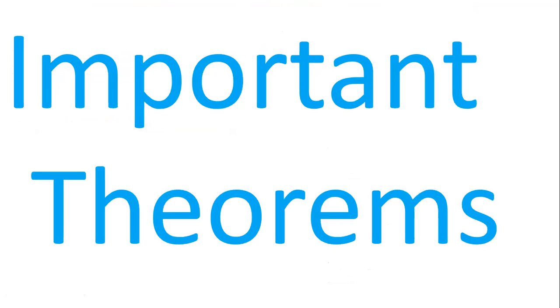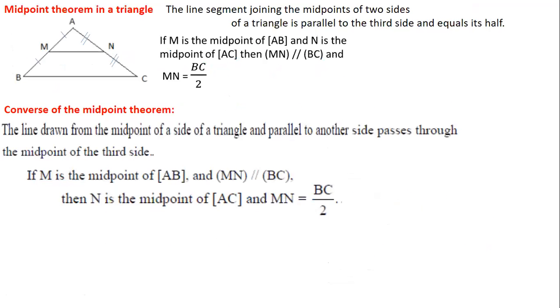Now, I will talk about the 3 important theorems that we use in mathematics. The midpoint theorem is applied in all kinds of triangles. If I have any triangle ABC, if M is the midpoint of side AB and N is the midpoint of side AC, the line joining MN, which are the 2 midpoints, will be parallel to the third side BC, and MN will be equal to BC over 2.